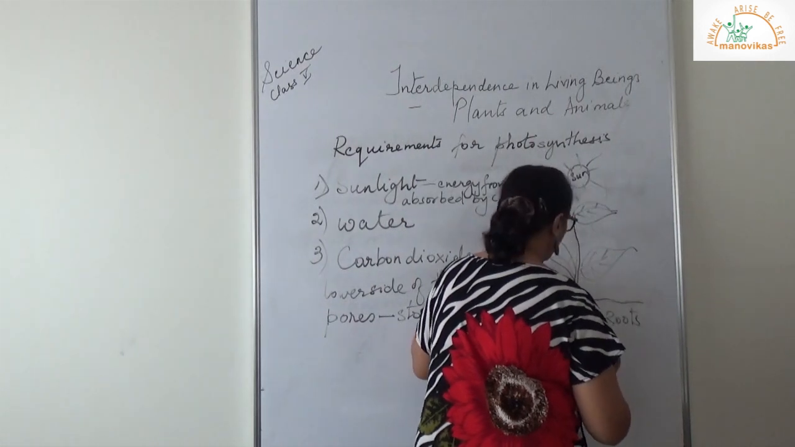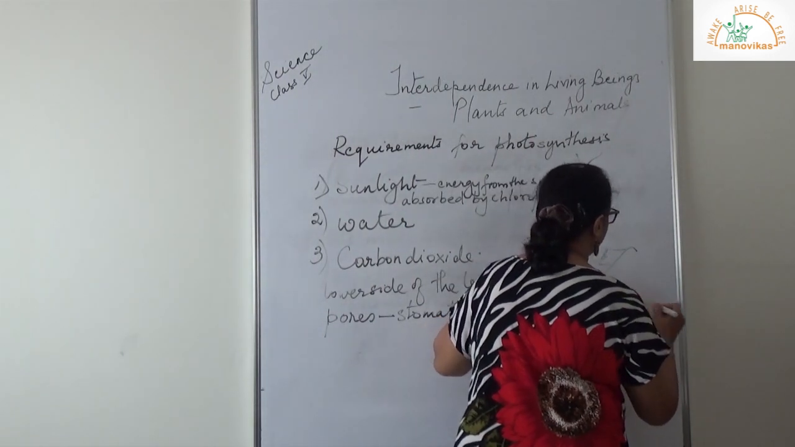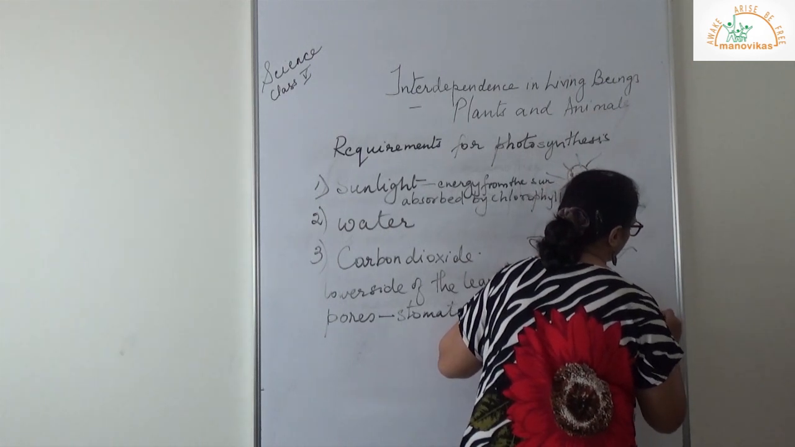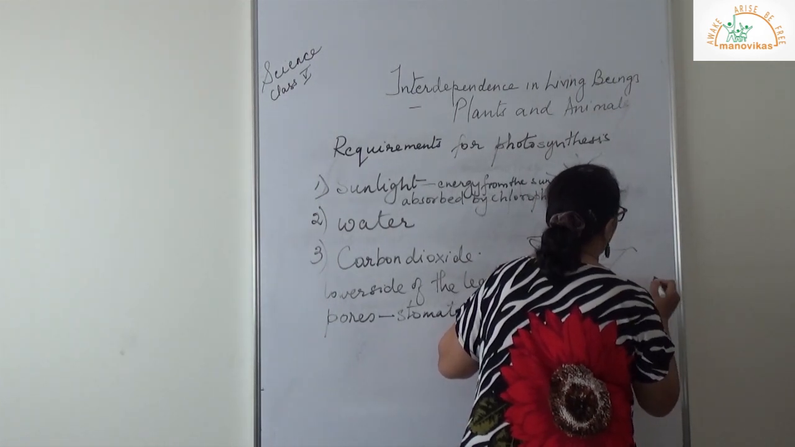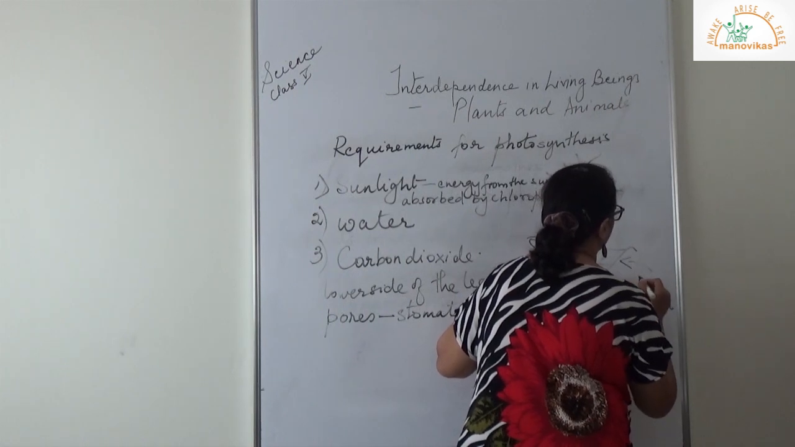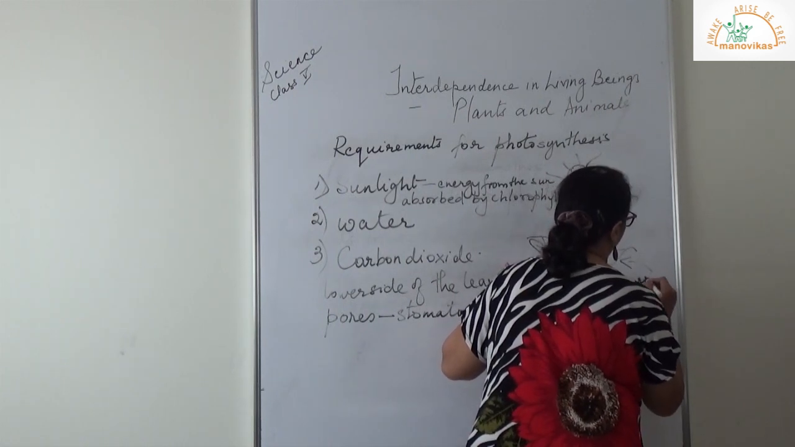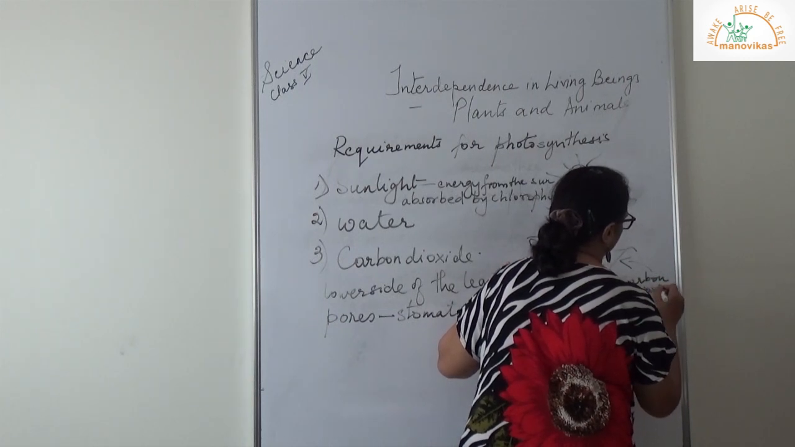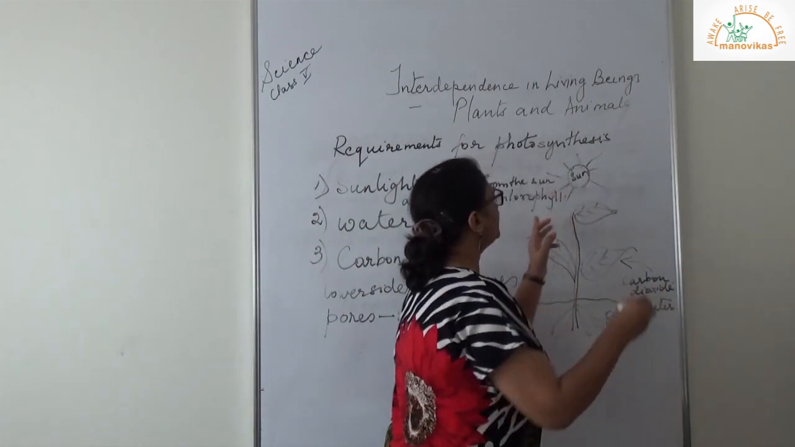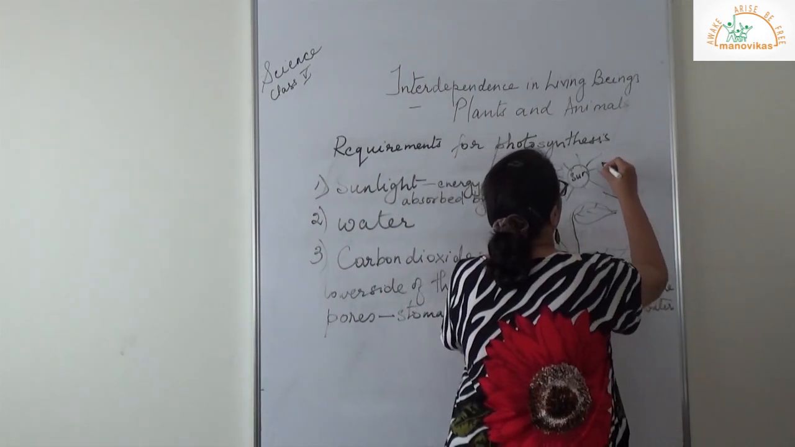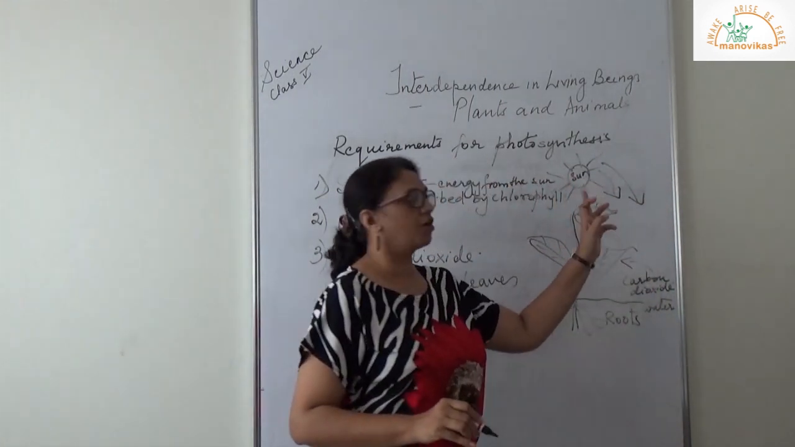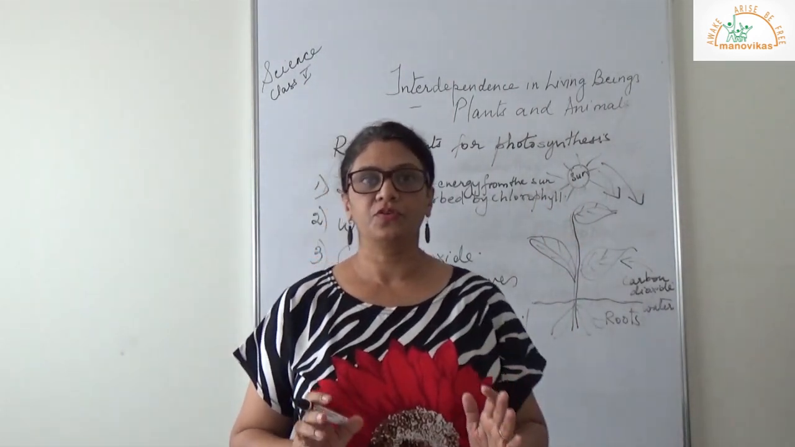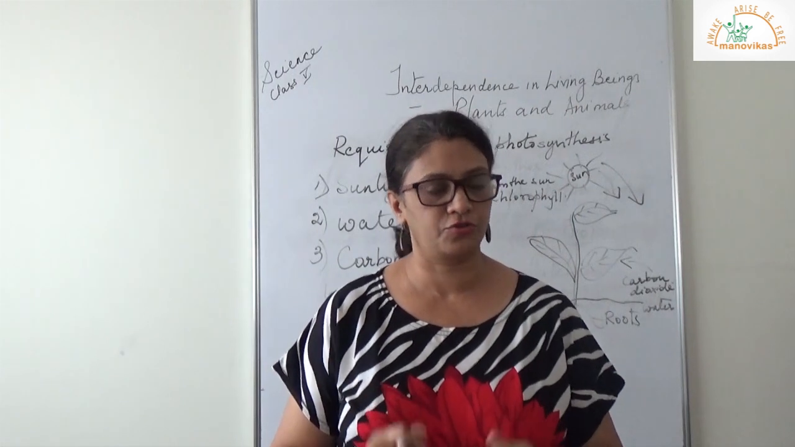So water, what is required? Water is taken up from the roots. Carbon dioxide from the air. And sunlight or energy from the sun is taken by the leaves for the process of photosynthesis.